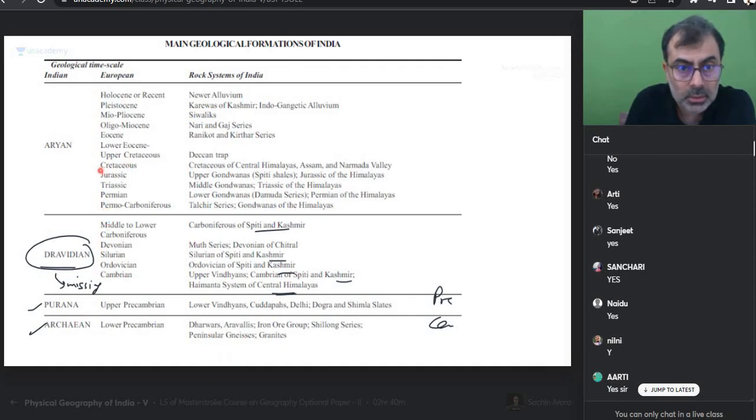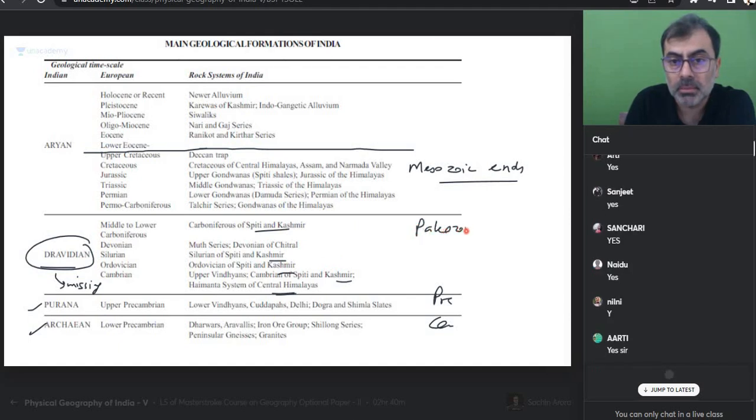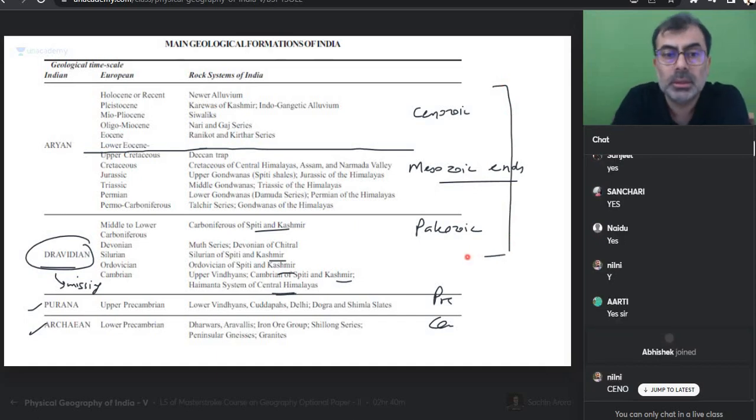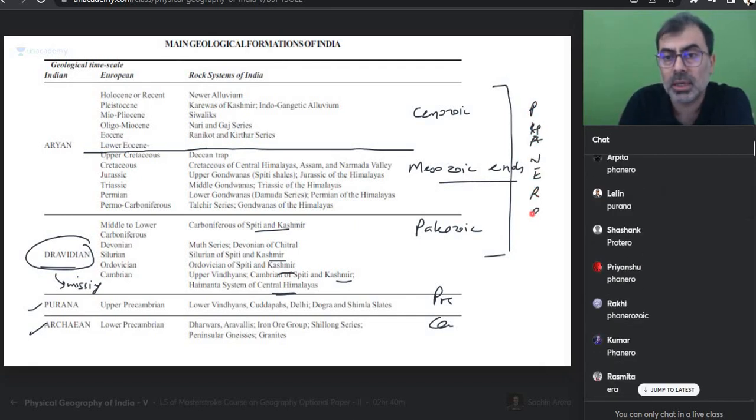From here, this is where Mesozoic ends. Okay? What is this? Paleozoic. What is this? Cenozoic. They all belong to what? What is this? Remember Proterozoic. Sorry, Phanerozoic. Sir, these are the ones I cannot remember.